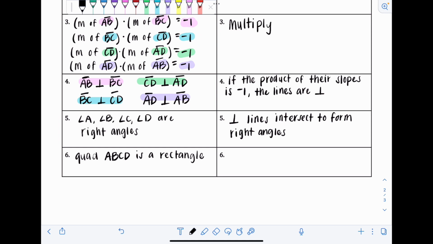And then for our reason, think about what we just said right previous to this, because a lot of times our reason is based on the previous statement. So our previous statement was that there were those 4 right angles. Our reason is going to be, if a quadrilateral has 4 right angles, then it's a rectangle. So if a quadrilateral, shortened to quad, has 4 right angles, I'm going to shorten angles to the angle symbol, then it's a rectangle.